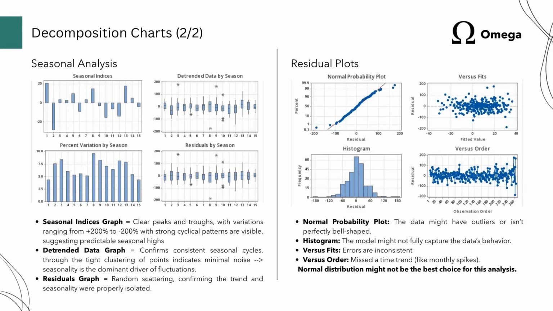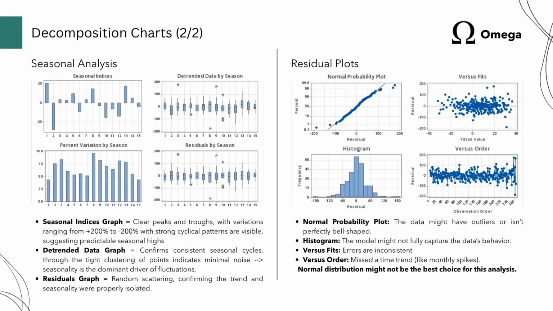This seasonal analysis has clear peaks and troughs with variations ranging from plus 200% to minus 200% with strong cyclical patterns, and the detrended data graph confirms the consistent seasonal cycles, and the residual graph with random scattering confirms the trend and seasonality were properly isolated.